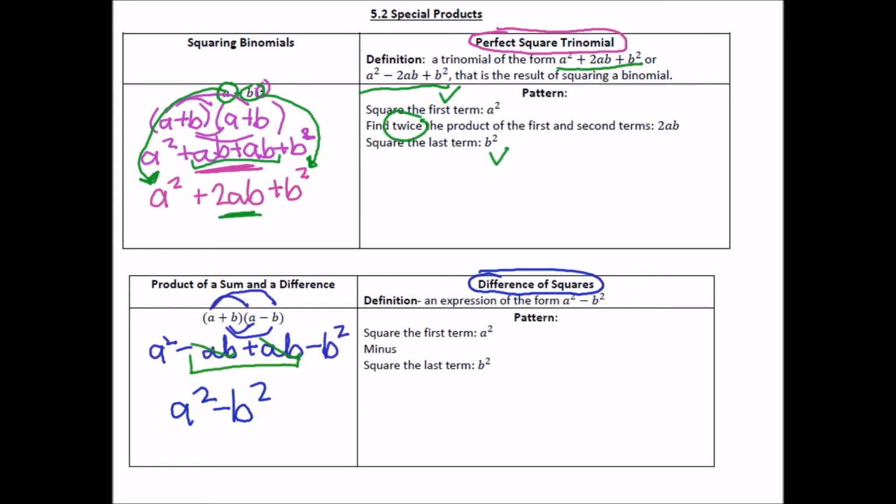And the pattern is you take the first term, which is like a in both brackets, and you square it. You take the last term in both brackets, and you square it. And there must be a minus sign in between. Okay? A difference of squares is an expression in the form a squared minus b squared. Something squared minus another thing squared. And we're going to see that a lot as well in factoring.